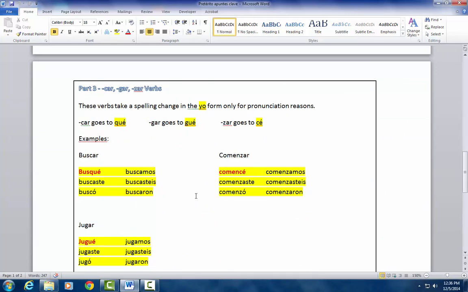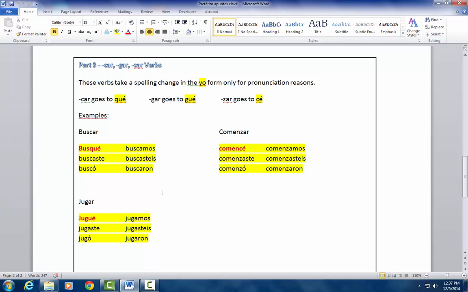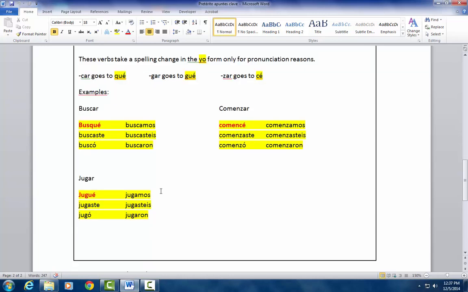Okay, let's look at part 3. Car, gar, zar verbs. These verbs take a spelling change in the yo form only for pronunciation purposes. Car goes to QUE, gar goes to GUE, zar goes to CE. Buscar: busqué, buscaste, buscó, buscamos, buscasteis, buscaron. Comenzar: comencé, comenzaste, comenzó, comenzamos, comenzasteis, comenzaron. Jugar: jugué, jugaste, jugó, jugamos, jugasteis, jugaron.